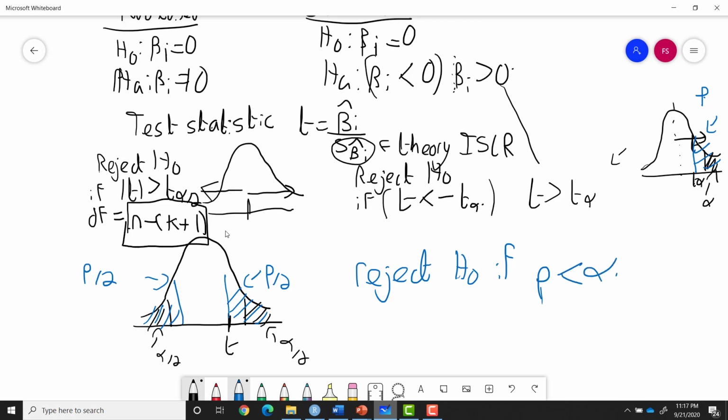And again, this is why in some instances this class is harder than business stats. In other instances it's easier, because when we do the computational techniques, we're pretty much just going to reject if p is less than alpha. And it's going to be the same every time.